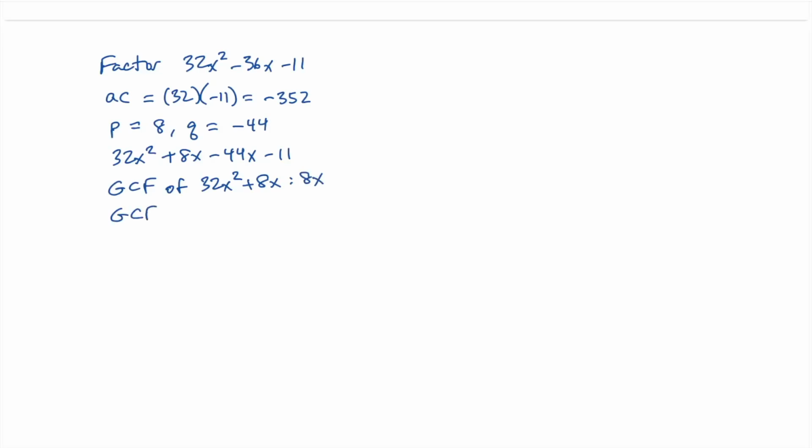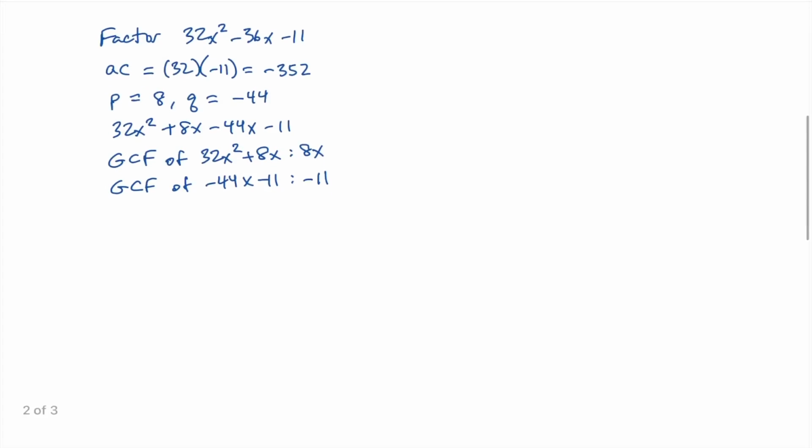Our greatest common factor of minus 44x minus 11 is going to be a minus 11. Okay, so now we can factor this. We've got 32x squared plus 8x minus 44x minus 11.